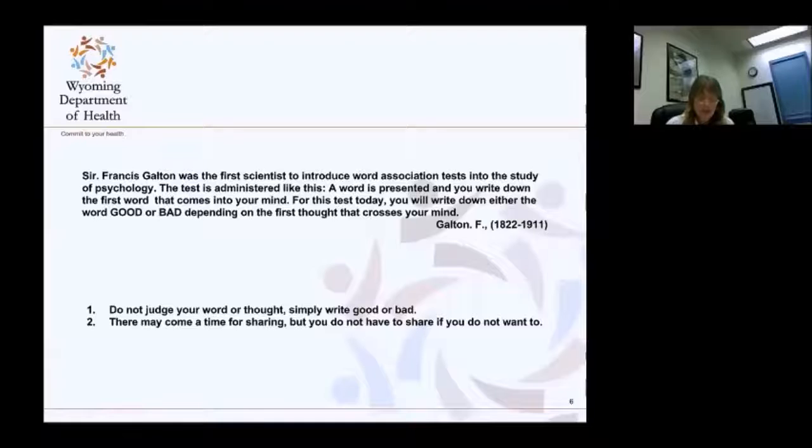The test is administered like this. A word is presented, and you write down the first word that comes into your mind. For this test today, you will write down either the word good or bad, depending on the first thought that crosses your mind. Do not judge your word or thought. Simply write good or bad. There will come a time for sharing, but you do not have to share if you do not want to.